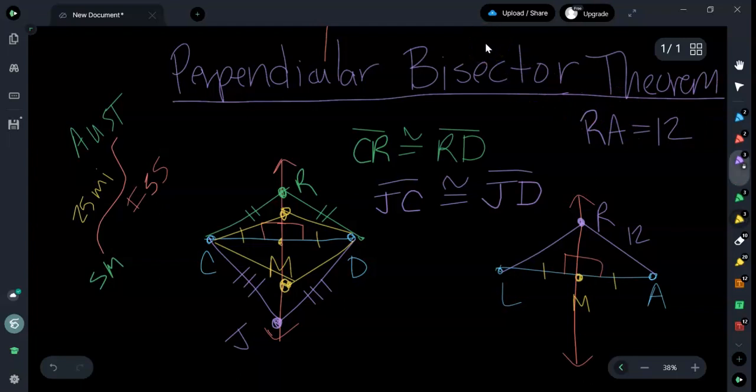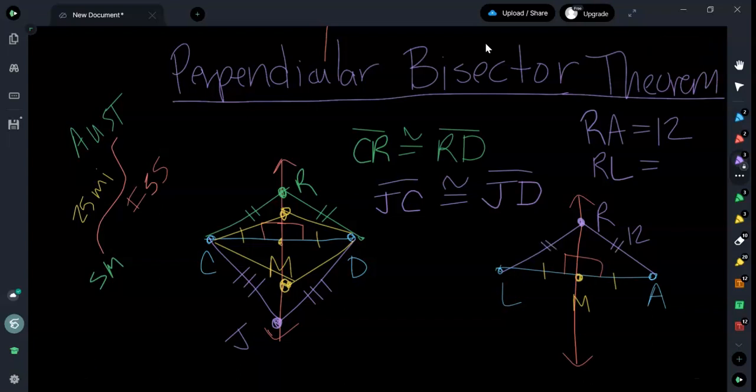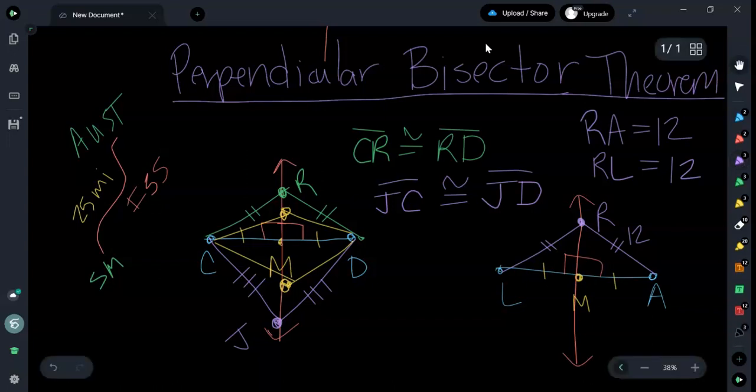So the question is, if RA equals 12, what's RL? Well, this should be pretty simple. Since this is a perpendicular bisector, we know that this and this have to be the same because R has to be the same distance from A as it is from L. So boom, real simple, RL is 12. So that's one way that we have applied the perpendicular bisector theorem.